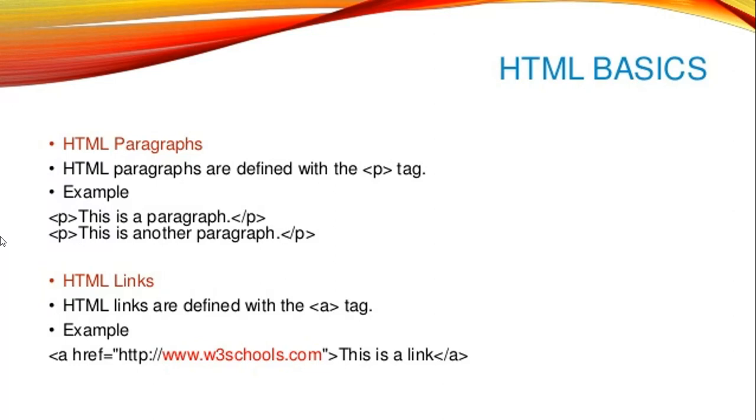HTML links. Okay, this is another fun one. HTML links are defined with an A tag, and href is your attribute. We talked about attributes before. These are specifically designed things that are inside of the tag. So you see it's an open tag, then a space, and then href equals the website, and you put quotes around the website. Then you end that open tag right here, and then this would be what shows up in blue.